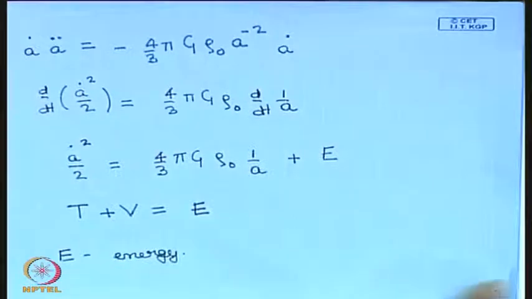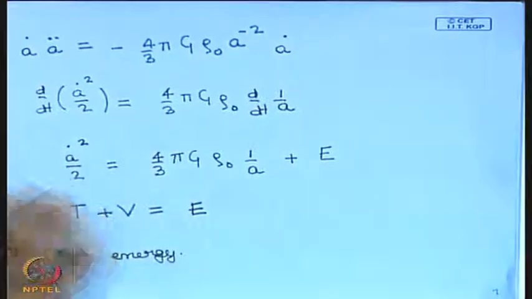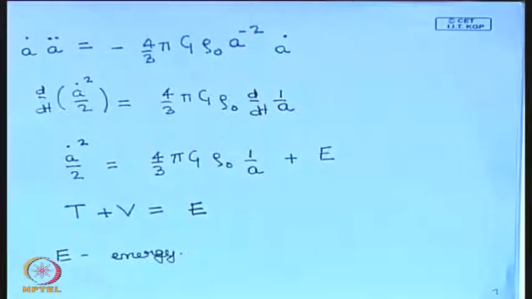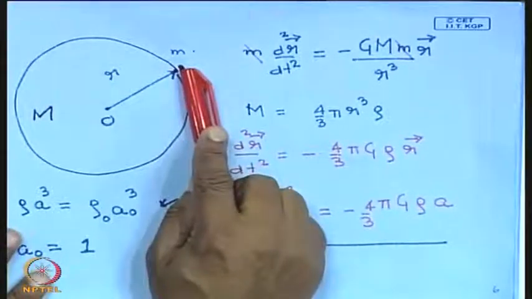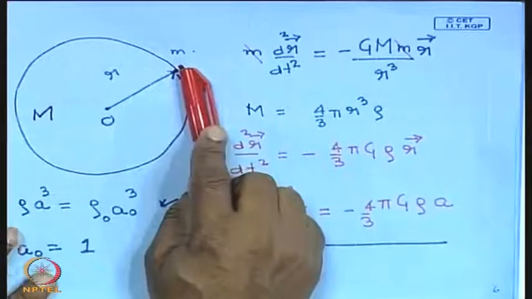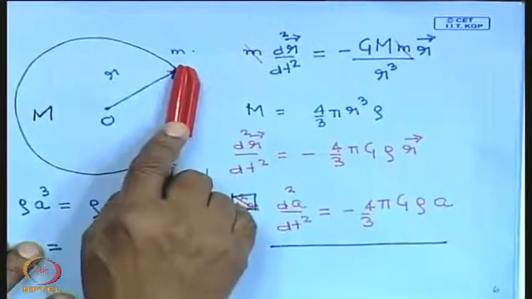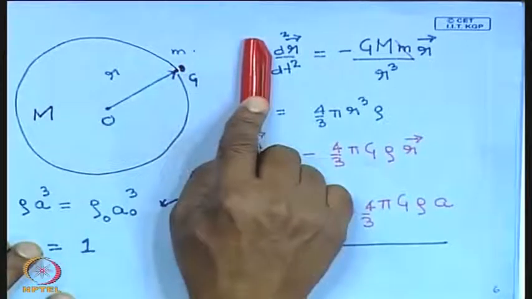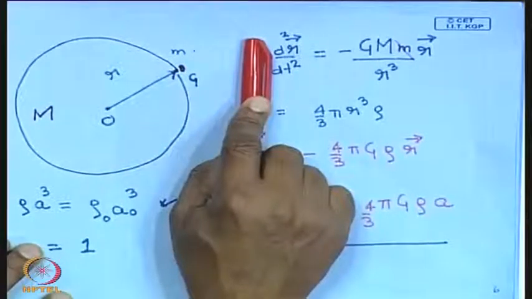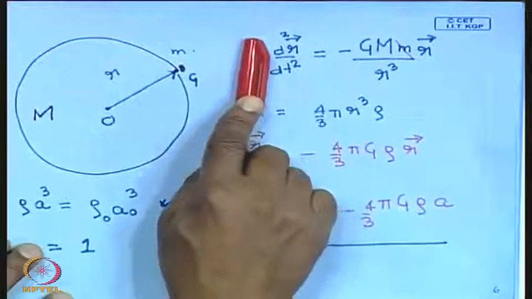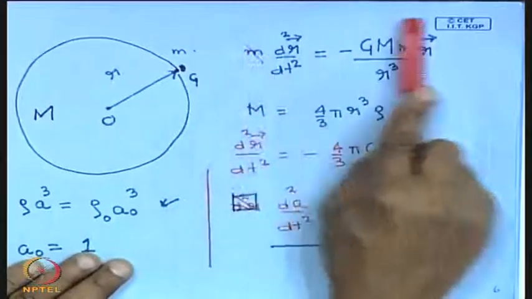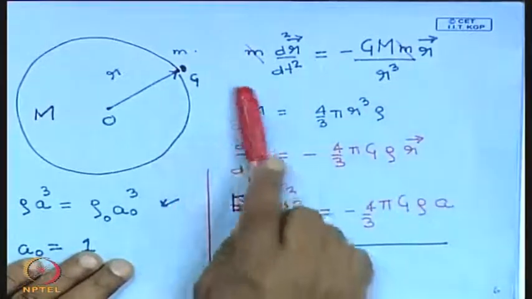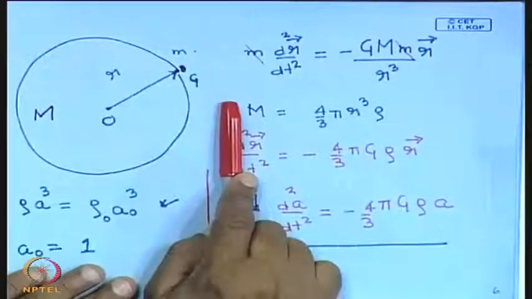Now, this is the equation that we had, and before proceeding further, let me point out one fact. The motion of this galaxy is exactly the same as the motion of a particle thrown radially outwards from the surface of the earth, because the motion of a particle thrown radially outward from the surface of the earth will be governed by exactly the same equation.